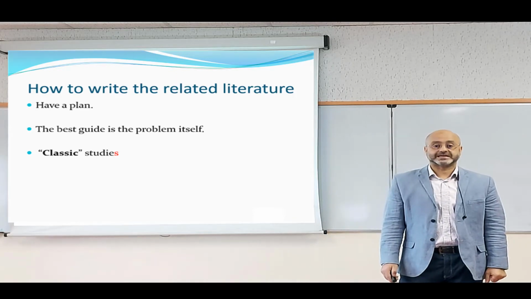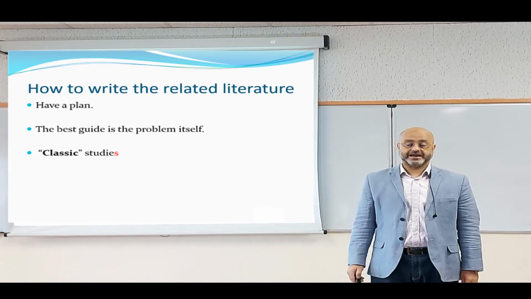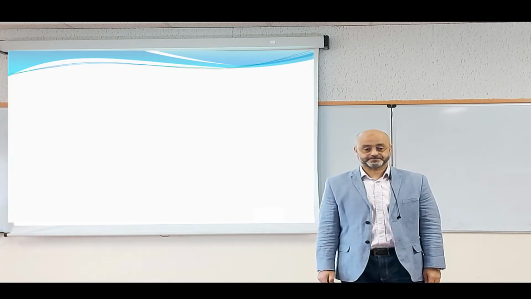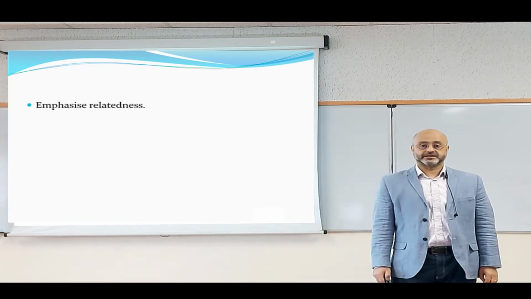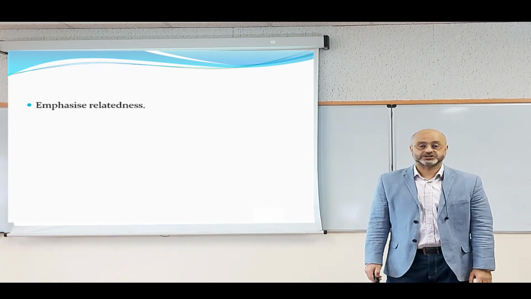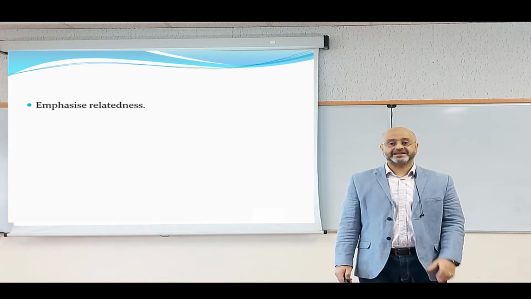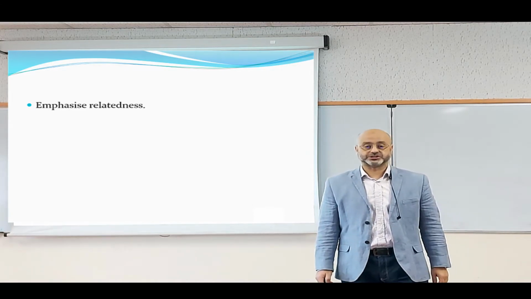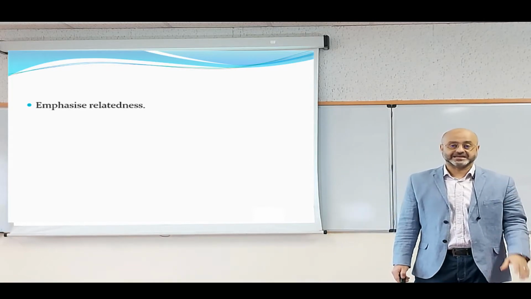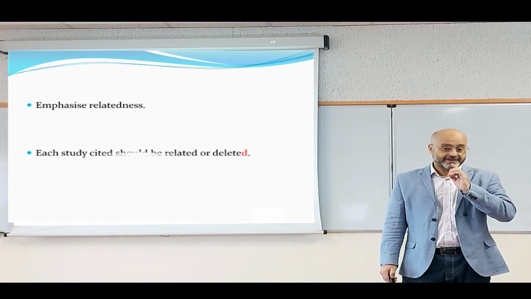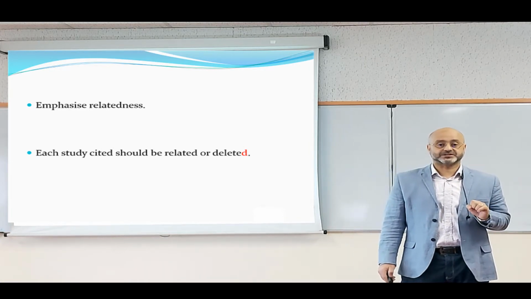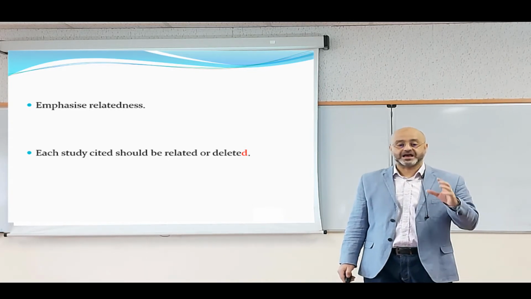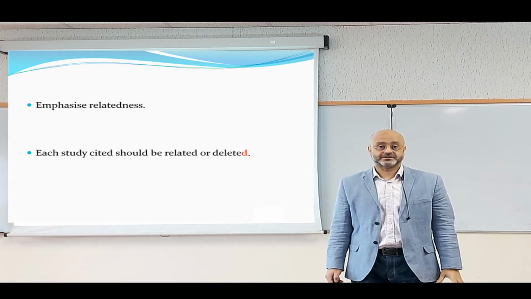Remember to refer to classic studies because they are the pioneers, and so you have to follow their steps in doing your research. That's why you need to emphasize relatedness. Remind yourself each time about the relatedness of any reference that you are referring to. And also remind your readers about this type of relationship and make it explicit so that it's clear. So, for each study referred to, you have to ask yourself the question, how is it related? If it is related, you have to state in an explicit way how. Otherwise, you simply have to delete it.